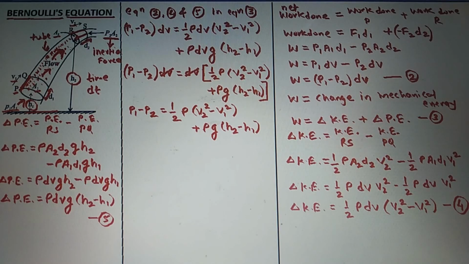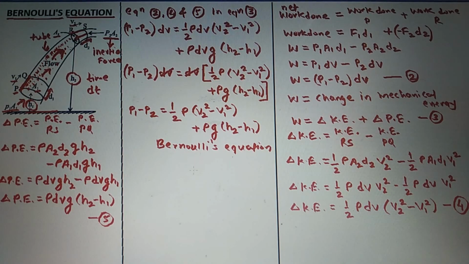So the equation, that is P1 minus P2 is equal to 1 by 2 into rho, that is density, into (V2 square minus V1 square) plus rho, that is density, into gravity into (H2 minus H1). This equation is called Bernoulli's equation.